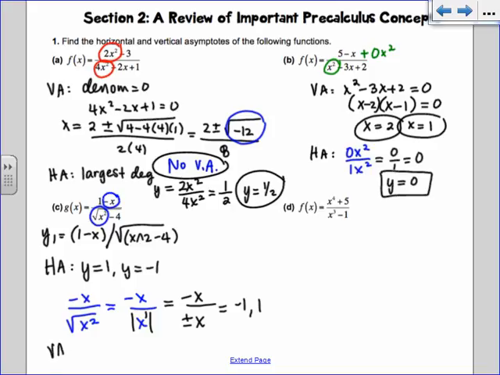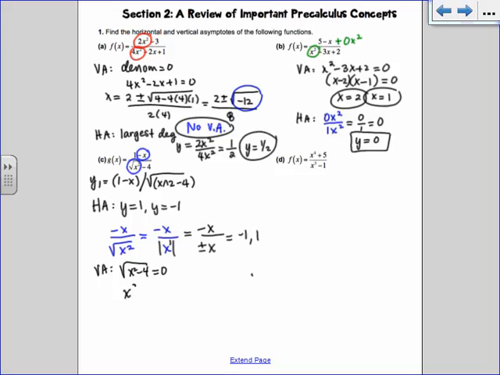All right, the vertical asymptote, that's much easier. We have the square root of x squared minus 4 equals 0. So in other words, x squared minus 4 is equal to 0, so we can see that that would definitely be plus or minus 2. What if it had been x squared plus 4? Would there be any? No, there wouldn't be any vertical asymptotes, right?